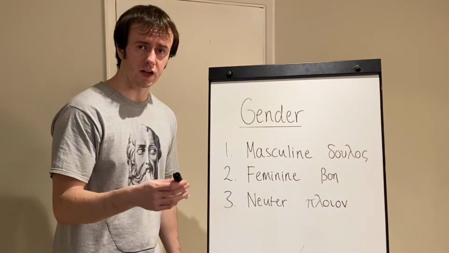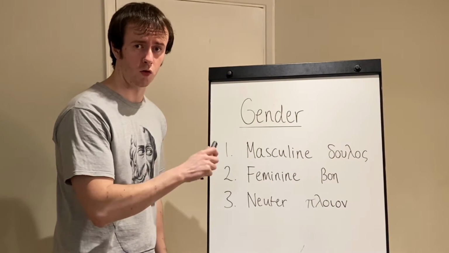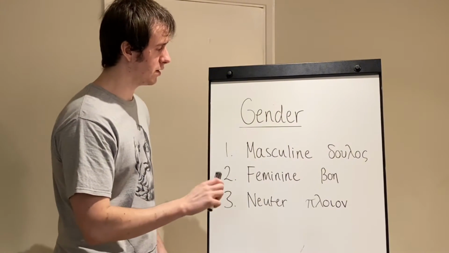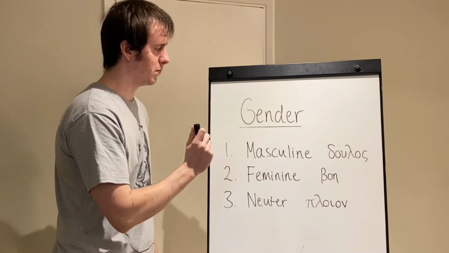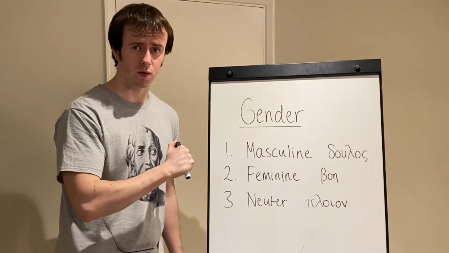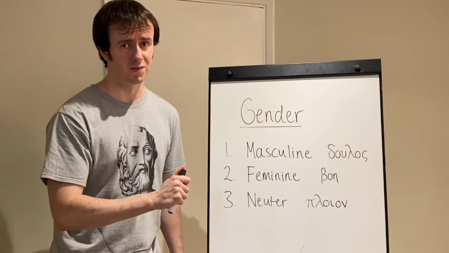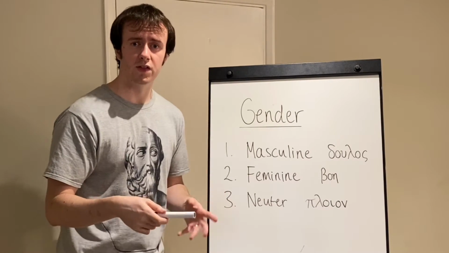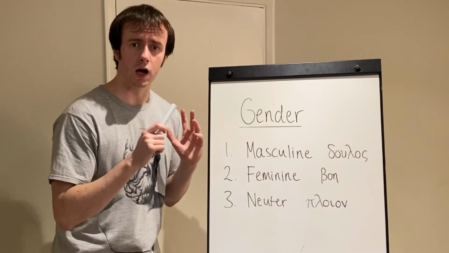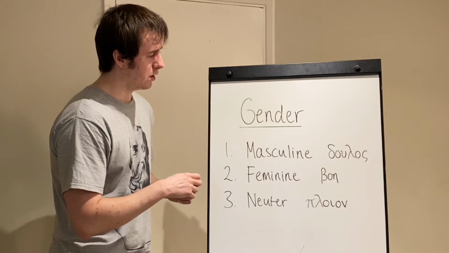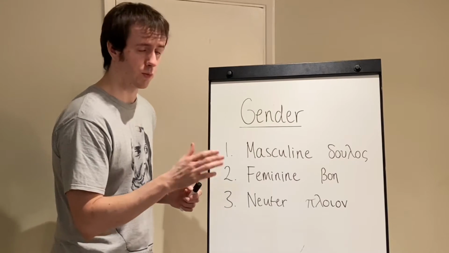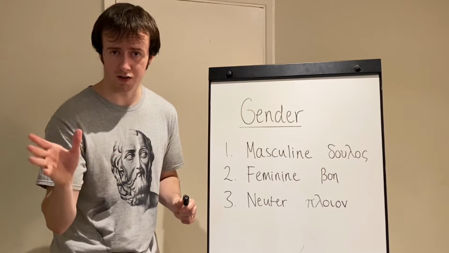Now, the reason that the definite article also has forms for the three genders is because if it is applying to a noun of a particular gender, then it needs to match that noun in terms of its own gender. In technical terms, we would say that the definite article needs to agree with the noun that it applies to in terms of gender, and we shall see also case and number.